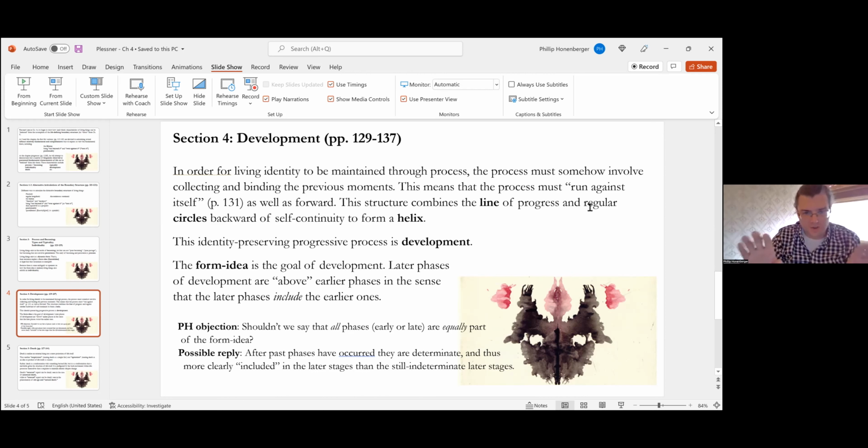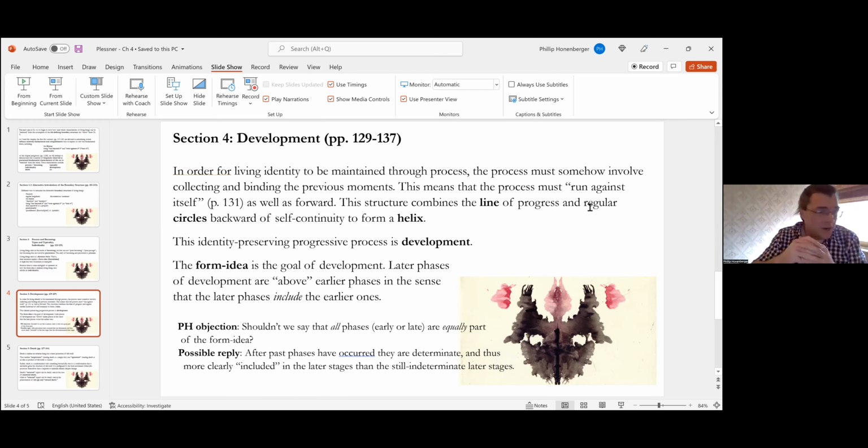But if I've understood correctly that he is claiming that this form idea is above earlier phases, I think a natural response is to say, wait a minute, shouldn't we say that all the phases of development are equally part of the form idea? Because in a species-typical life history, it includes adolescence as well as old age. It's not that old age is the goal of the developmental process. That can't be right. So what is it exactly?